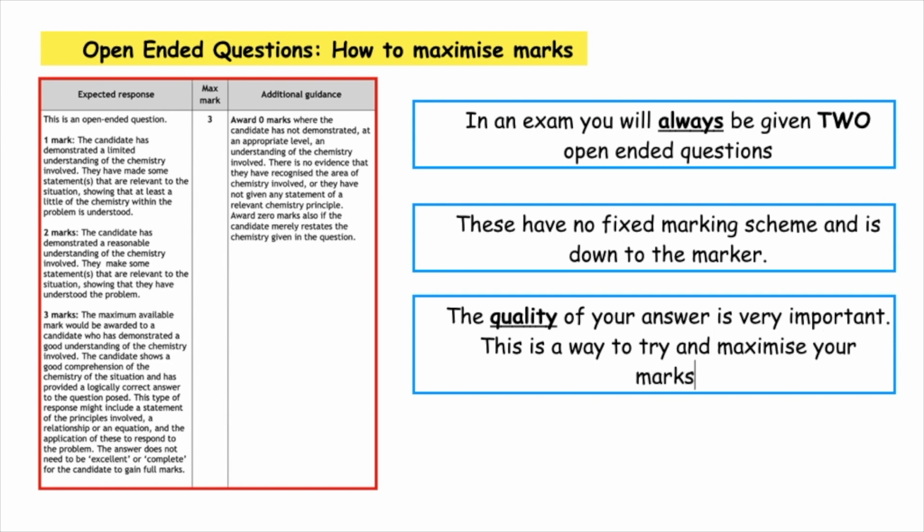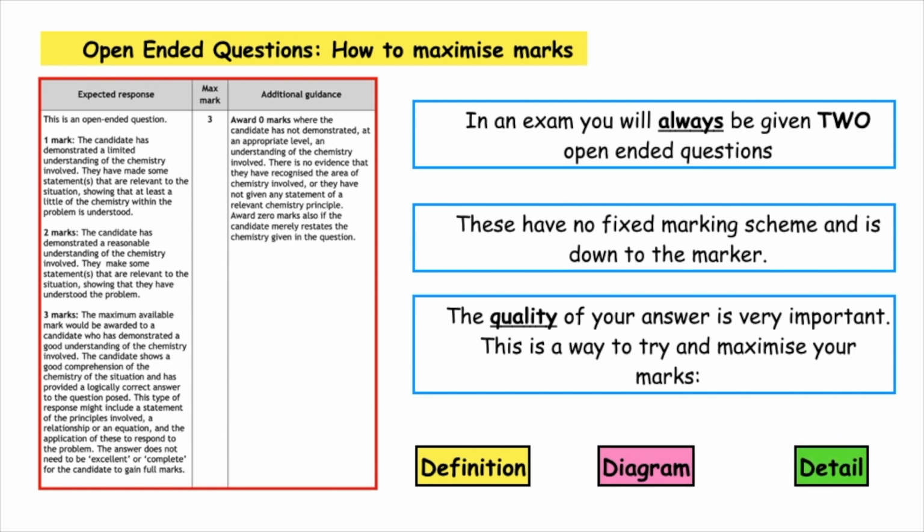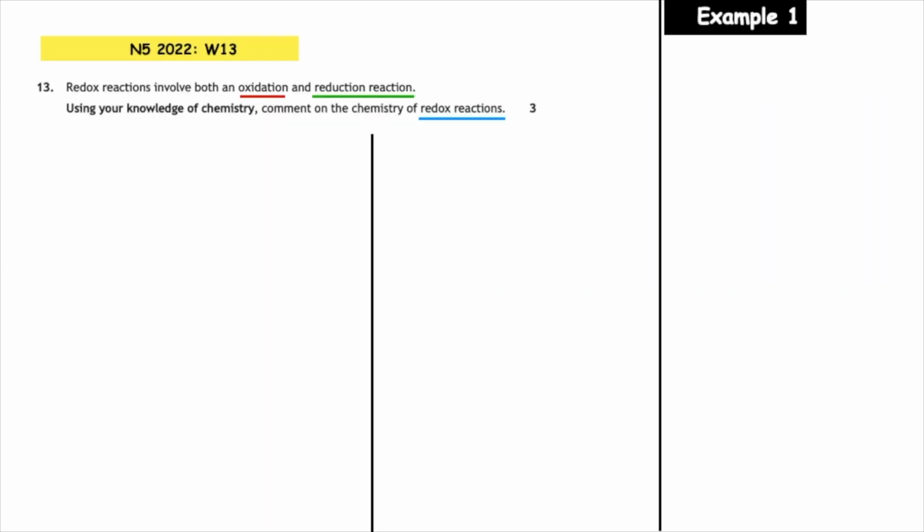Now, this is a way that you can try to maximise your marks: 1, by giving a definition, 2, a diagram, and 3, giving us a little bit of detail related to the question. So this question's from the National 5, 2022, written 13. Redox reactions involve both an oxidation and reduction reaction. Using your knowledge of chemistry, comment on the chemistry of redox reactions.